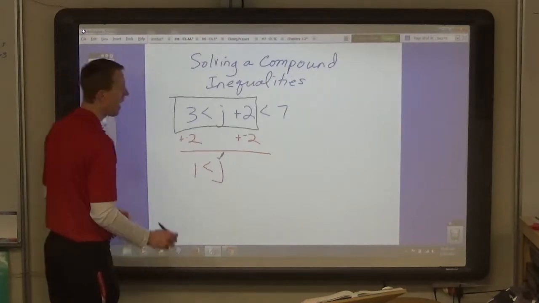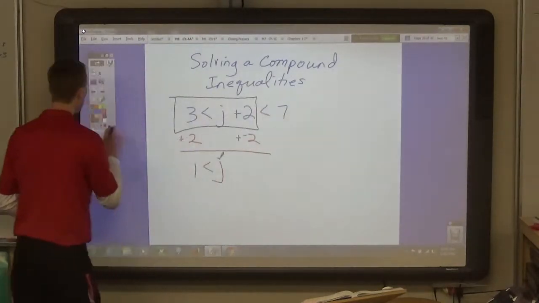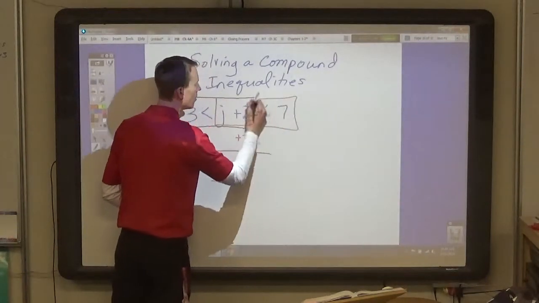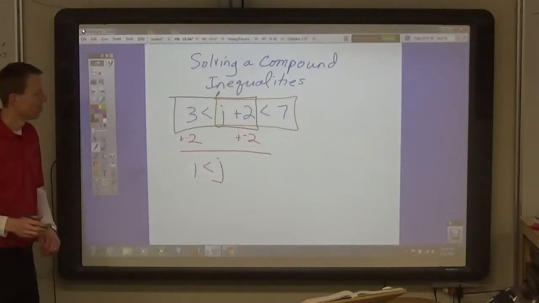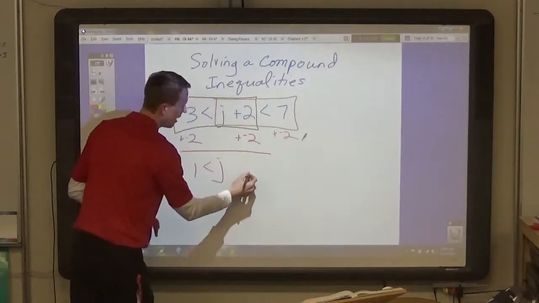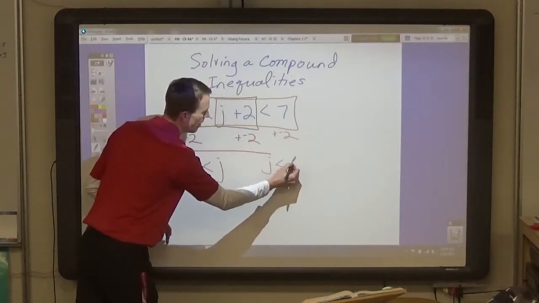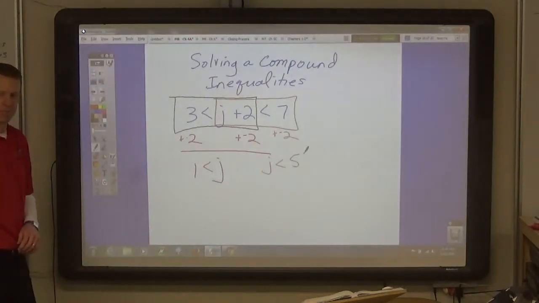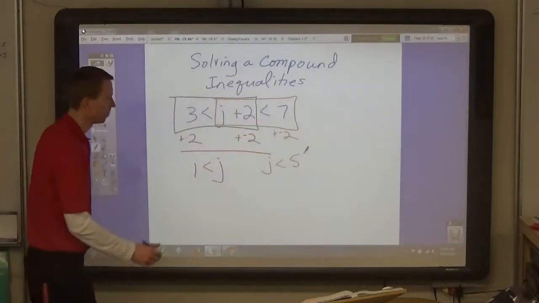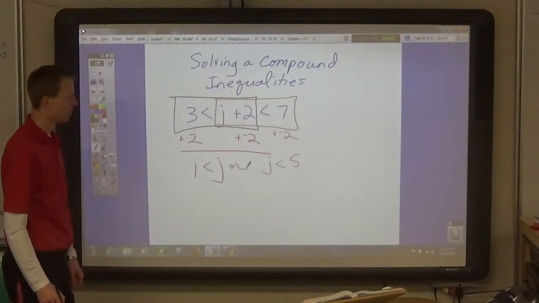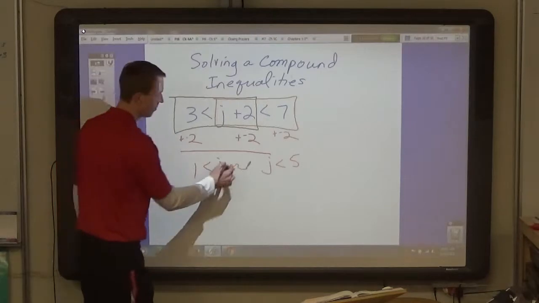Now, look at the other part, j plus 2 is less than 7, and solve this. Again, add -2. And j is less than 5. That's how you solve a compound inequality. You solve these two separately. Why not just add negative 2 on all of them?